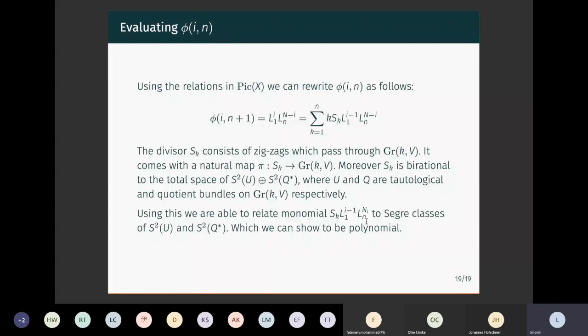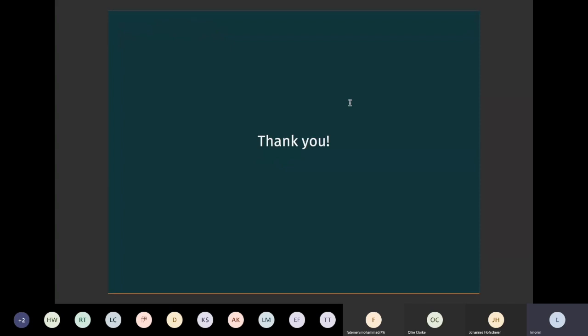It turns out that this computation boils down to a certain computation in terms of Segre classes of these two bundles, S2U and S2Q star. This relates the original problem to very classical Schubert calculus. By playing with this classical Schubert calculus, it's possible to show the polynomiality of each of these monomials, and therefore of the whole linear combination, which is the thing we were interested in from the beginning. Okay, so yeah, let me finish here, and if you have some questions, you can ask.